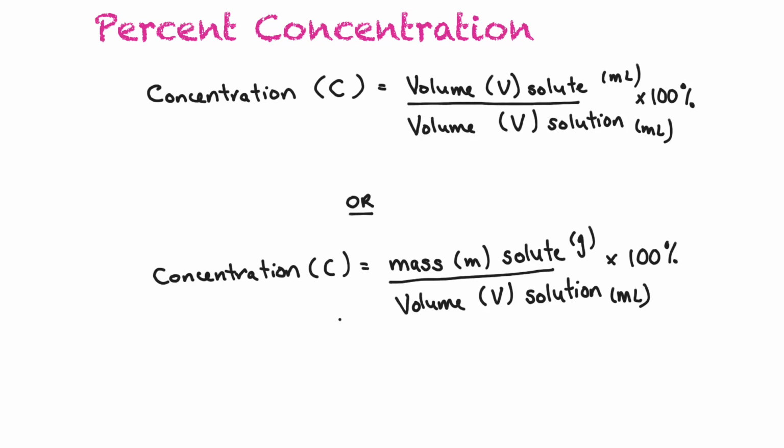Calculating percent concentration is relatively straightforward. Concentration, or C, equals the volume of solute divided by the volume of the solution, usually measured in milliliters, times 100. Or you can also find mass volume concentration. The concentration would equal the mass of the solute in grams divided by the volume of the solution in milliliters, times 100%.